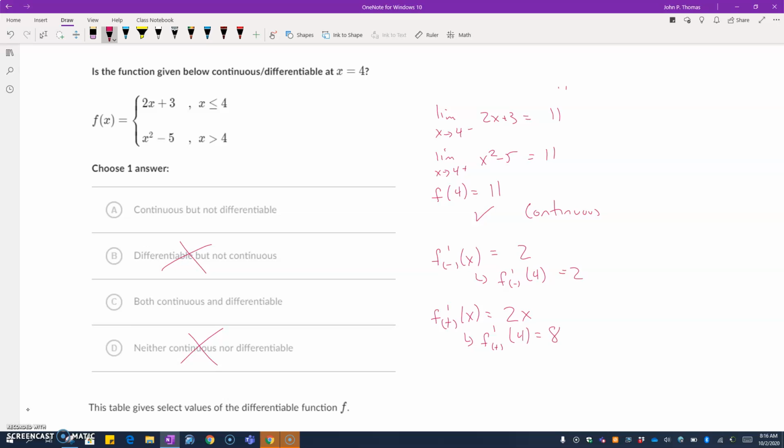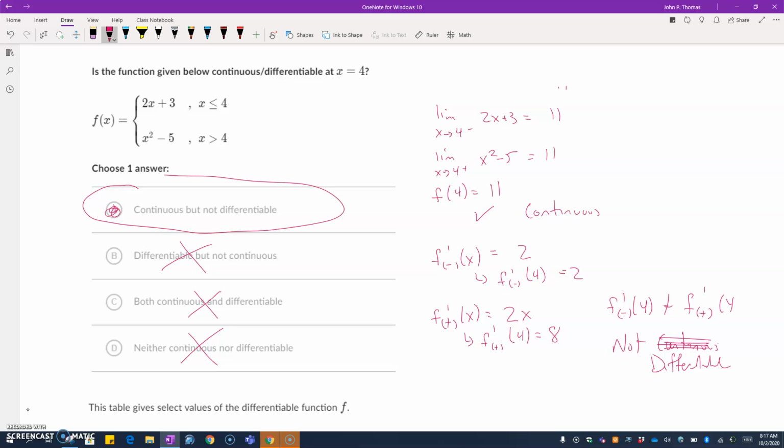All right, notice that the derivative from the left at 4 does not equal the derivative from the right at 4, so this is not continuous. All right, so we're going to have continuous, or sorry, not differentiable. I said that wrong. All right, so not differentiable. So if I look at this, we knock out both continuous and differentiable, and our correct choice up here is going to be A.